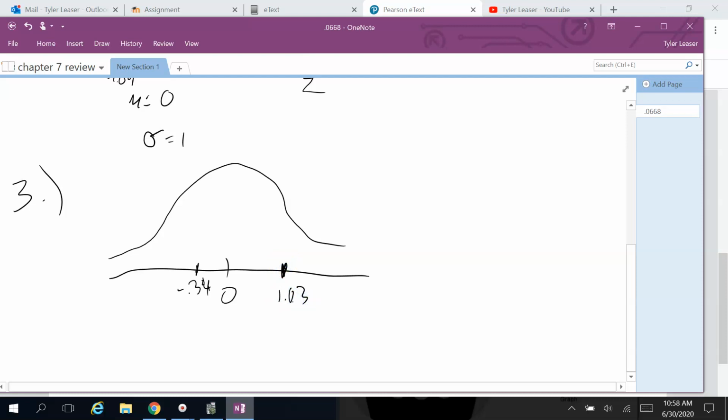I promise my drawings aren't normally this bad. It's because I'm trying to write on my laptop and it's just hard. So we're trying to find the area between these two z-scores. So we're looking for this area. I can already tell you it's going to be kind of a big number, but let's figure out what it's going to be. Again, I'm going to use the calculator.